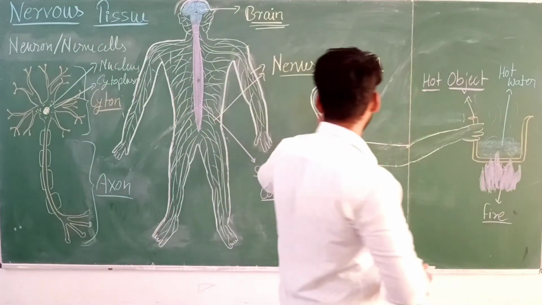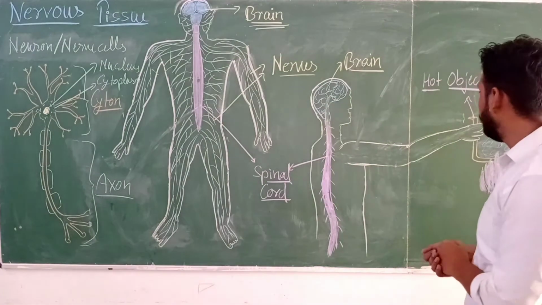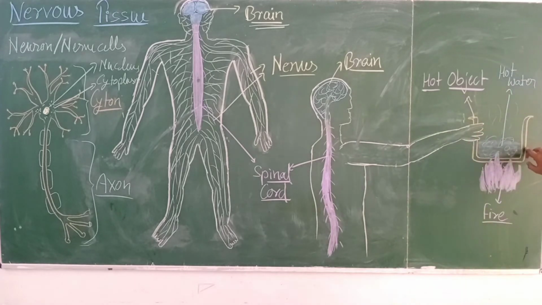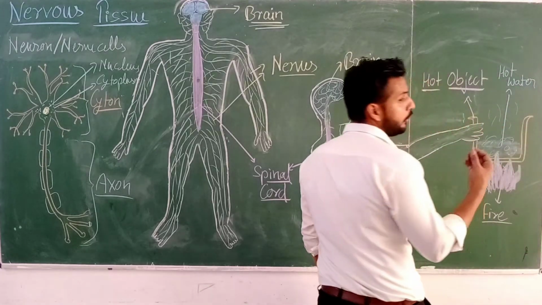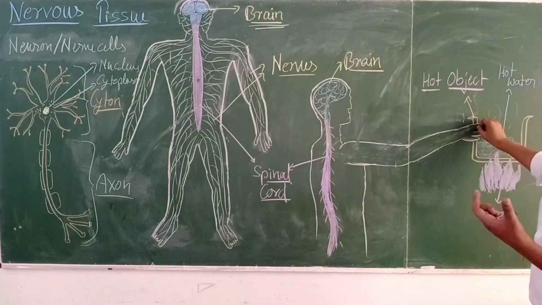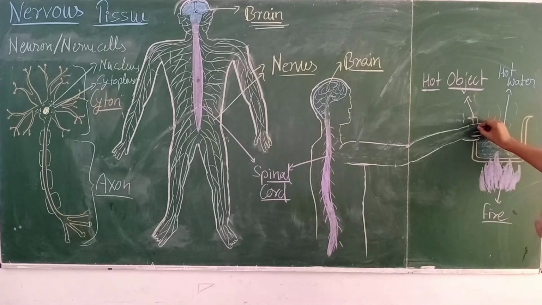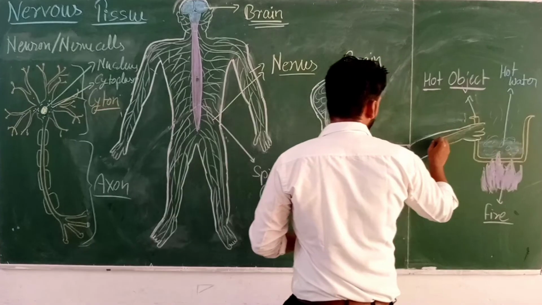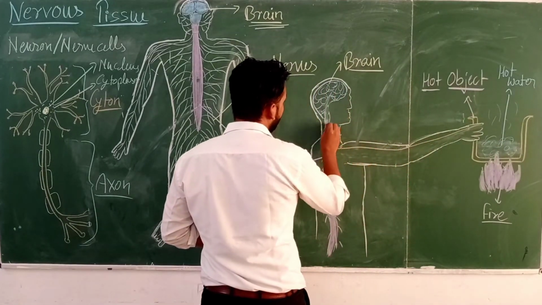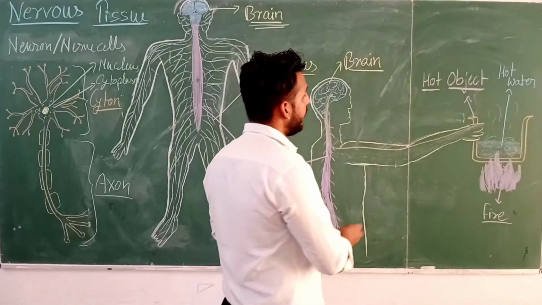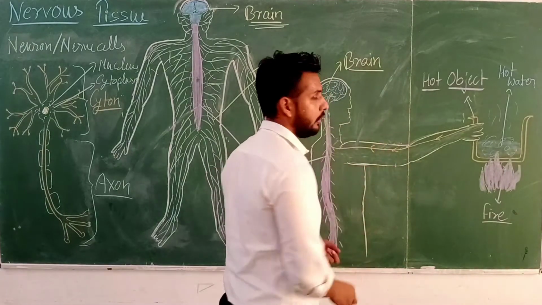Suppose this is the brain and this is the spinal cord, and this is a hot object. You can see the fire is there and the water is boiling, so obviously it is hot. A person touches it, and when the person touches it, what happens? The neurons, or you can say the nerves, or nerve fiber, are interconnected, and here this nerve fiber carries the signal to the brain. Got it? It is carrying the signal to the brain.